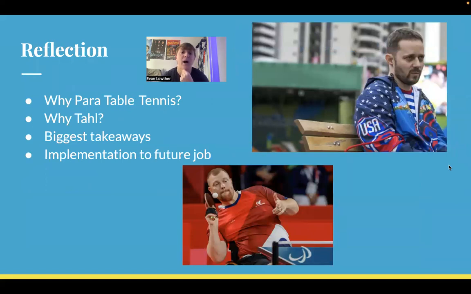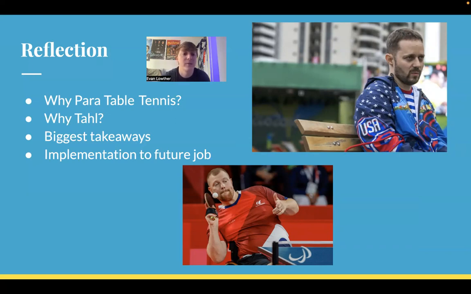For my reflection, on why I chose para table tennis: I chose this because it's a sport that I play for fun with my friends. I really wanted to dive deep into how competitive table tennis is being played. And why I picked Tal is because, for the writing assignment, he was the athlete on the US team that lived closest to where I grew up. So I decided to dive into his life. And I'm glad I did because he's very interesting and a very good player.